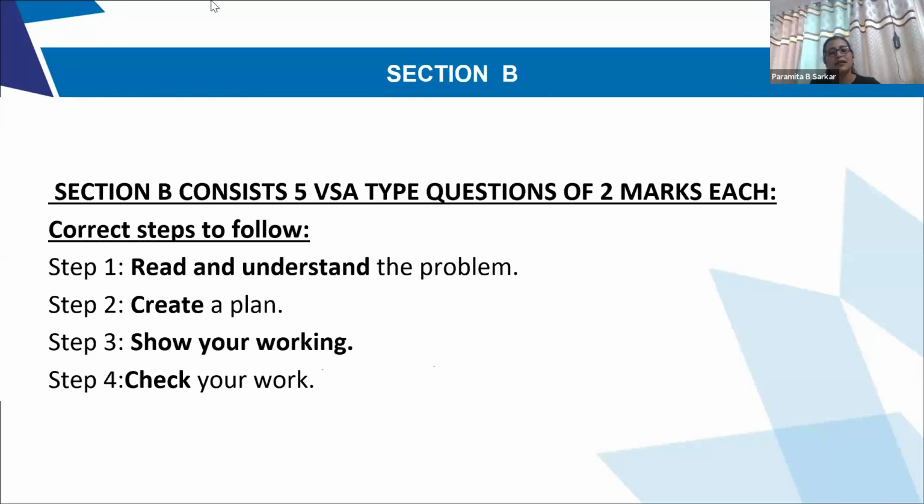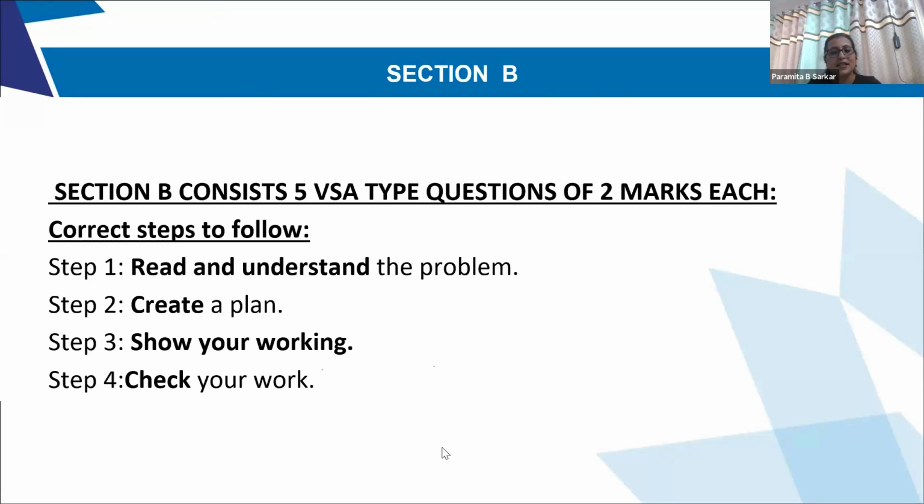Now, Section B has very short answer type questions of 2 marks each. From Section B onwards, you must show all the step by step calculations. First you read and understand the problem, then you understand which chapter it is coming from and what concept has been given, and then proceed with your working, show your working and check your work.